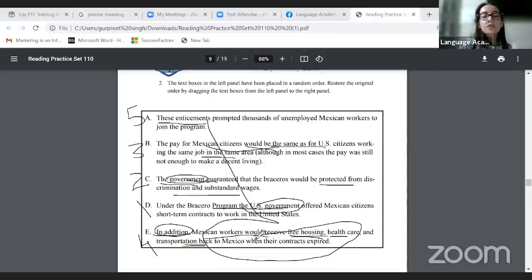So it's important for you to note down the hints. Full form, half form. Always look for connector. Wherever you have the connector, read that sentence first. It will automatically tell you the story to come before the connector. In addition means also. So I should look for something. What are Mexican workers going to get before they get this thing? Right?